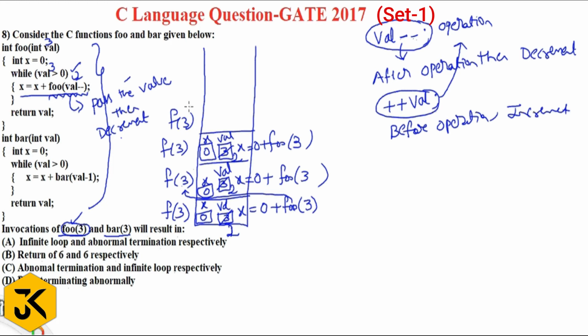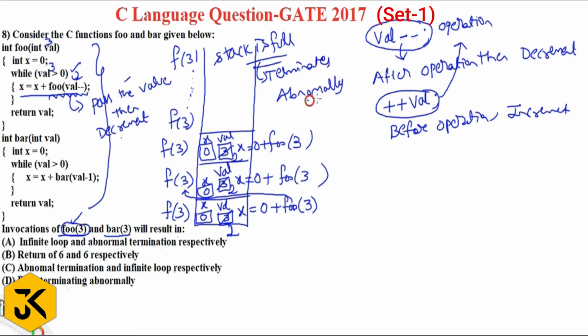So that is the reason this foo of 3 function will be called continuously until the stack is full. Once the stack is full, the program will terminate abnormally. Why? Because there is not a sufficient amount of memory. So when I call foo of 3, it is going to terminate abnormally.